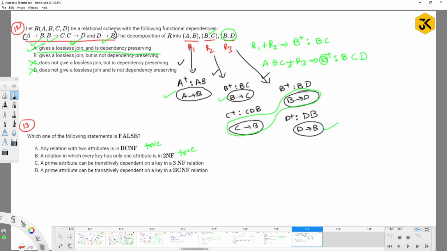What about option C? If you read option C, a prime attribute can transitively depend on a key in a 3NF relation. Am I right or not? So that is what is happening, right? If A determines B, B determines C, then A determines C is obtained. That's the reason we go for removing the transitive dependency, right? So there is no problem.